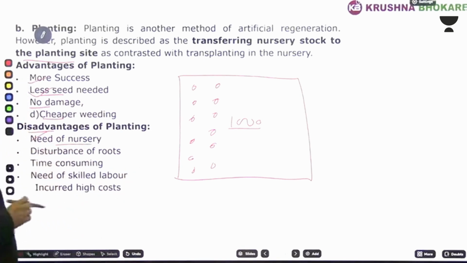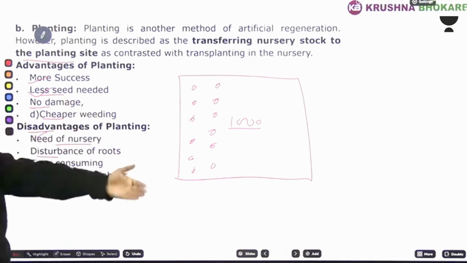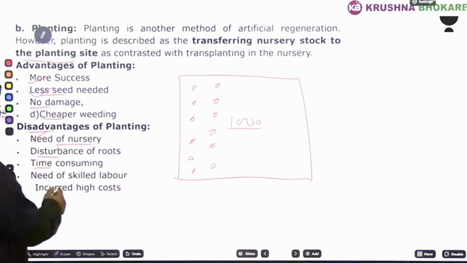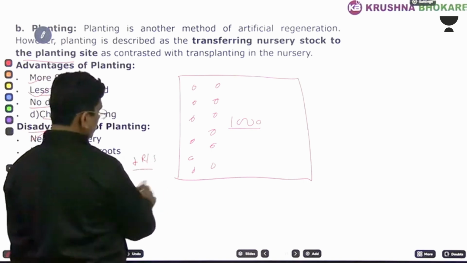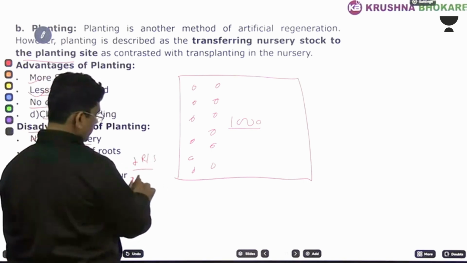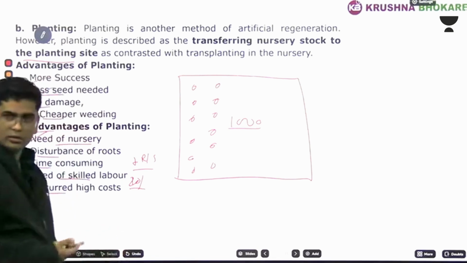Need nursery. Nursery means money, management, everything will be there. Another thing, disturbance to the roots at the time of planting. Time consuming process: first establish the nursery, then transfer the plant from the nursery to the plantation site. Need of skilled labor, incurring high cost. Let's say a seed can be 1 rupee per seed, but a plant will be at least 20 rupees. So that's why it is a high cost.